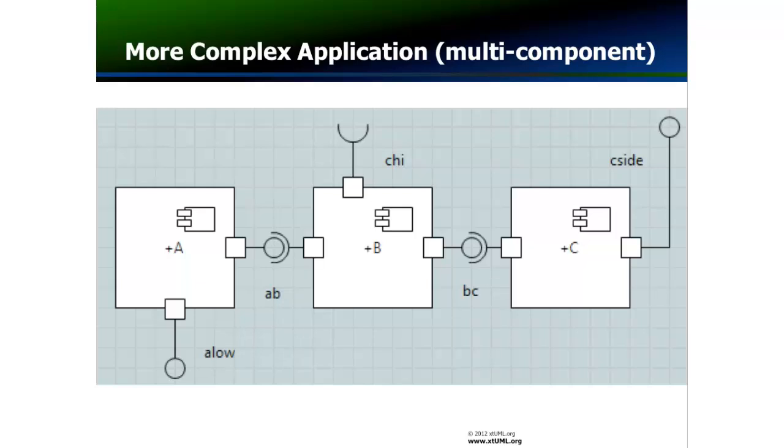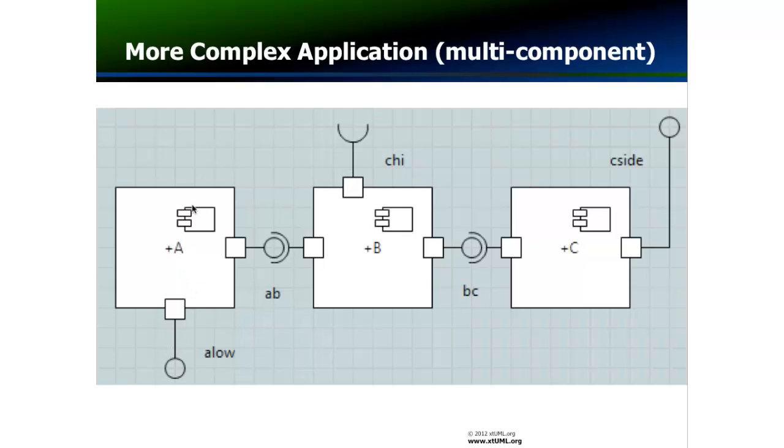In this application, we have three components, component A, B, and C, and notice that there are some internal interfaces between these application components. We see that A has an interface with B that it can communicate and send messages, as well as B communicating with C. And then there are these additional interfaces that communicate with the outside world.